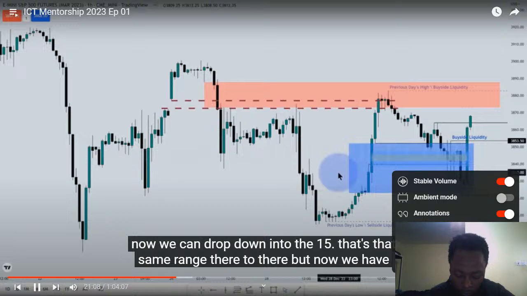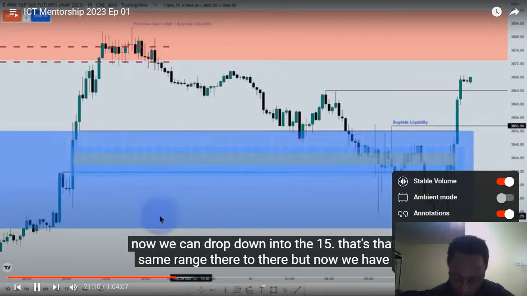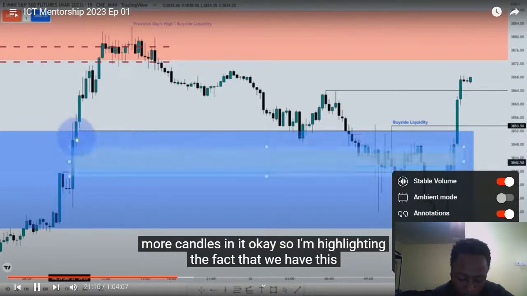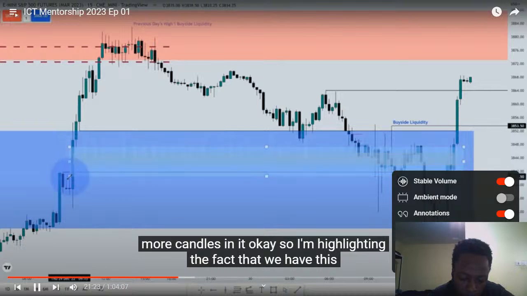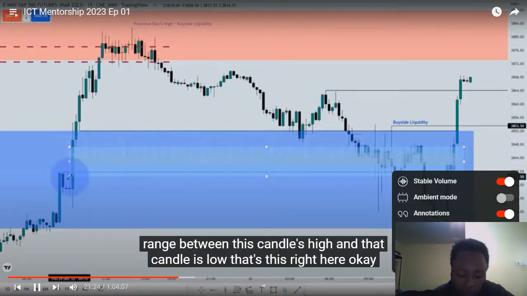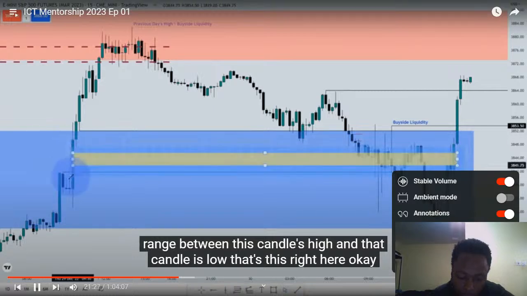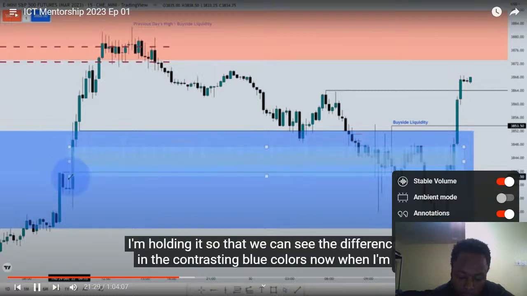Now we can drop down into the 15. That's that same range there to there. But now we have more candles in it, okay? So I'm highlighting the fact that we have this range between this candle's high and that candle's low. That's this right here. Okay, I'm holding it so you can see the difference in the contrasting blue colors.